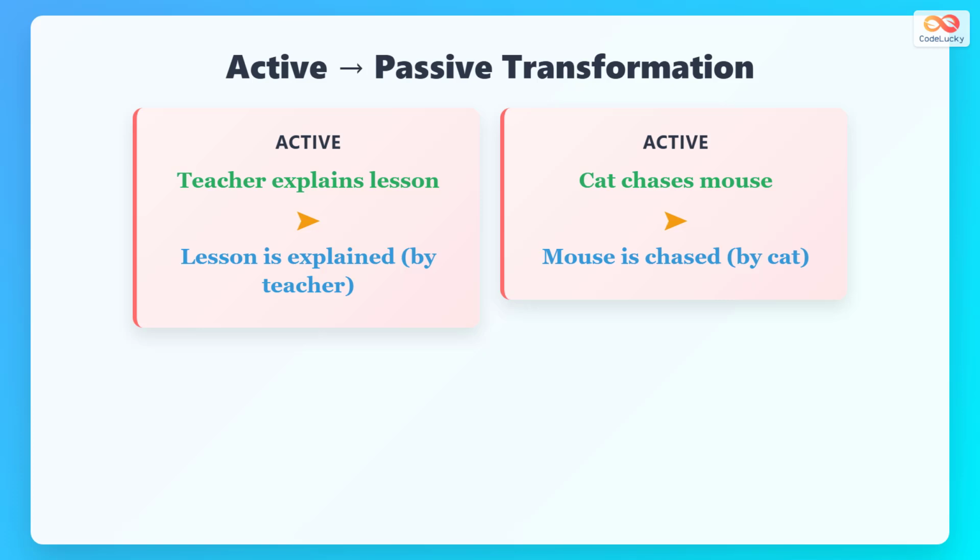In active voice, "teacher explains lesson," the teacher does the action. In passive voice, "lesson is explained by teacher," now the lesson receives the focus. "Cat chases mouse" becomes "mouse is chased by cat." Notice how the object moves to the front and becomes the subject.